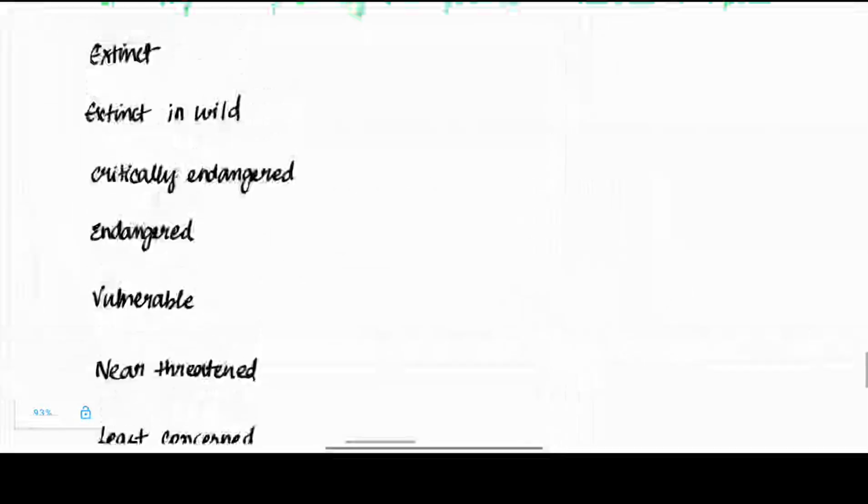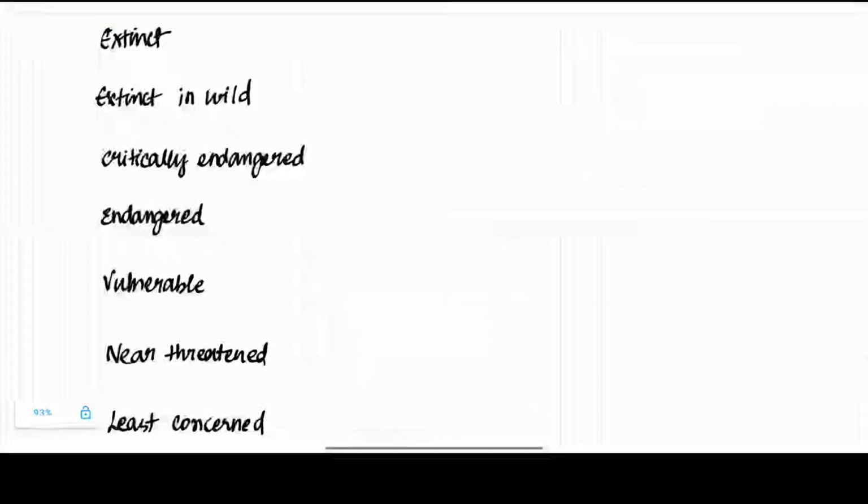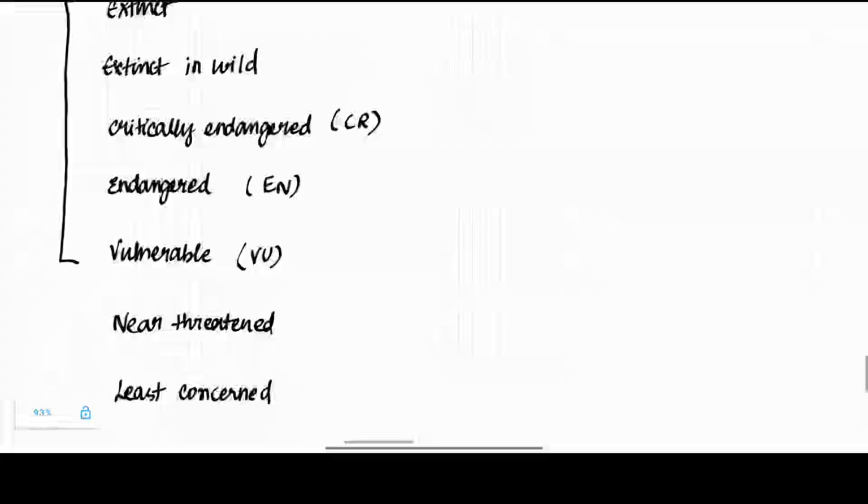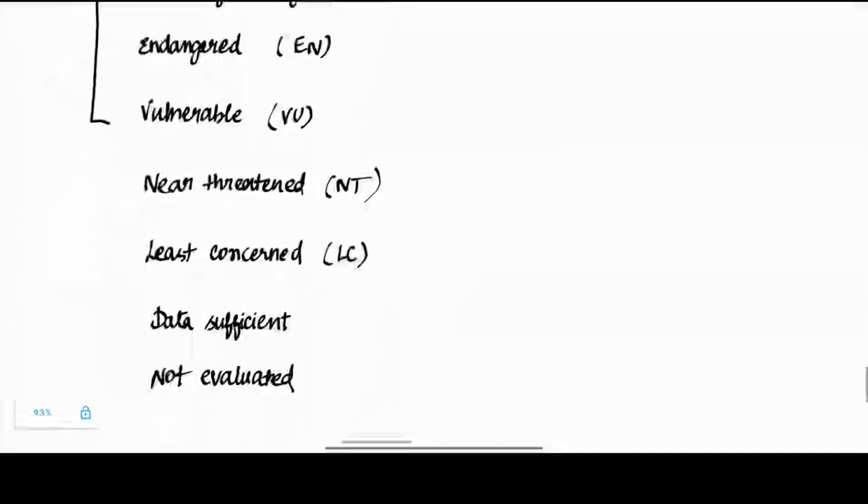It follows the order: extinct, extinct in the wild. Critically endangered is CR, endangered is EN, vulnerable is VU, and near threatened is NT. Least concern is LC. Then data deficient and not evaluated.